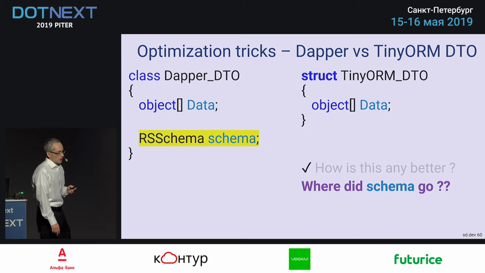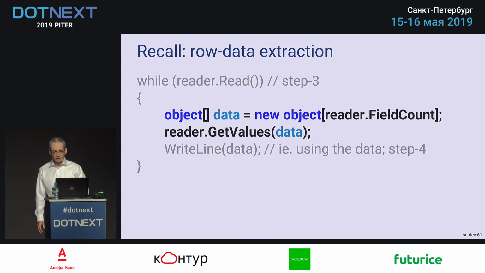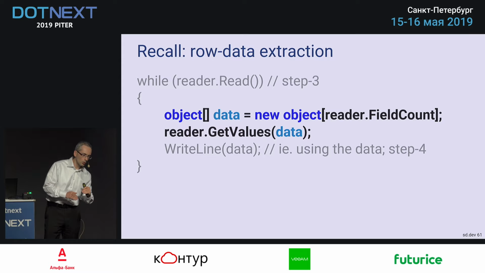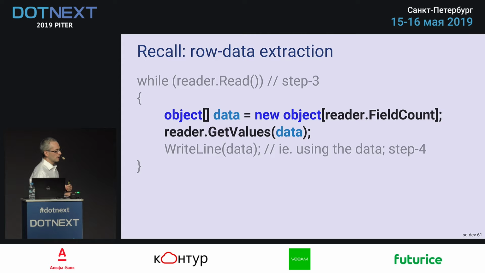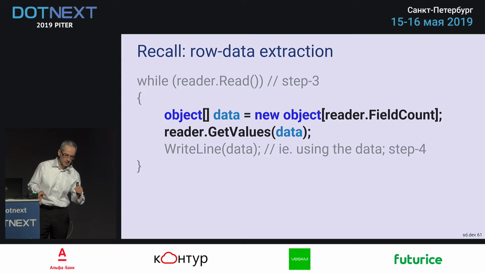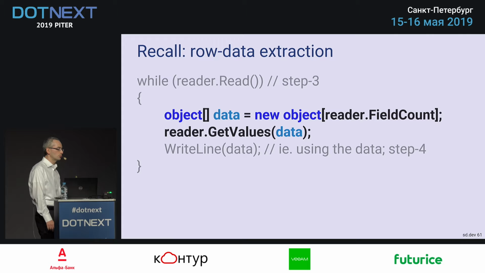Let's try to answer the second question. Where did the schema go? In order to answer this, we need to look at this idiomatic ADO.NET code, or rather a section of that code where we are constructing our data object. We are looping over the reader, and for every row within the reader, we are creating the data object array by allocating a brand new object array that has as many elements as the field count property indicates, and then we call reader.GetValue to populate the data with actual values.